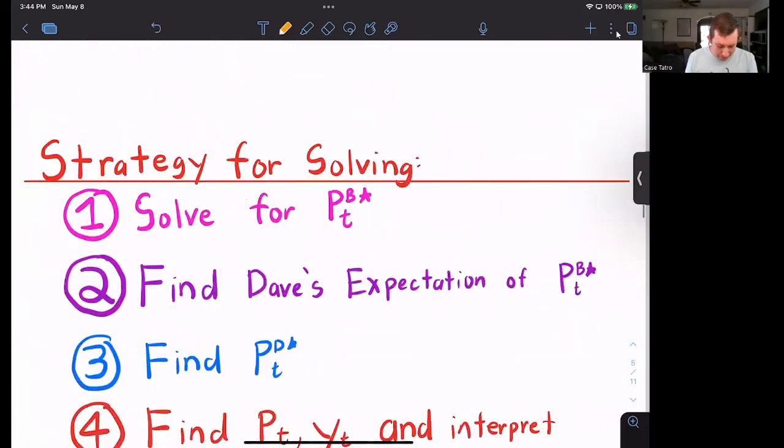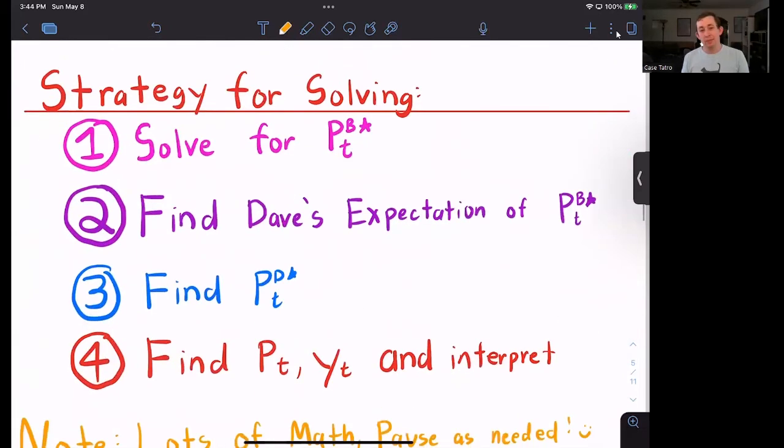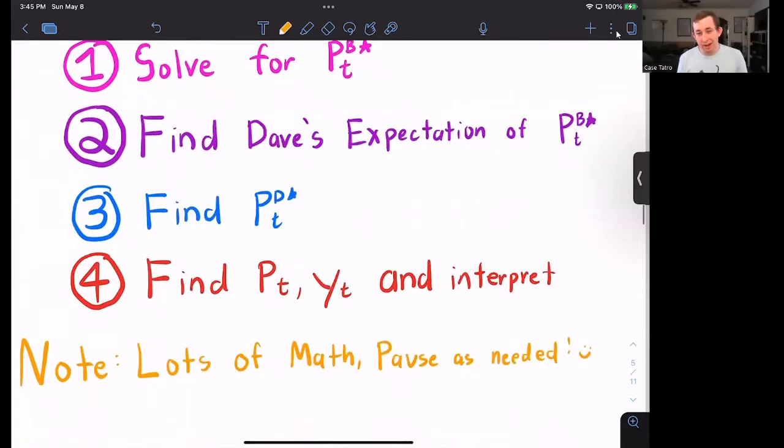Now, let's think about the strategy for solving. First, I'm going to solve for Bill's optimal price level. Then I'm going to think about what Dave expects Bill's optimal price level to be. I'm going to use that to find Dave's optimal price level in any given period. And I'm going to use both of those to find the overall price level and the overall output, and we're going to interpret it.